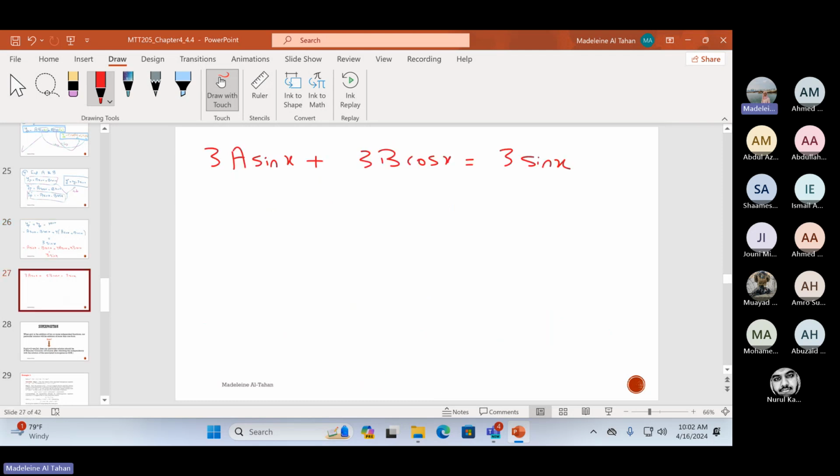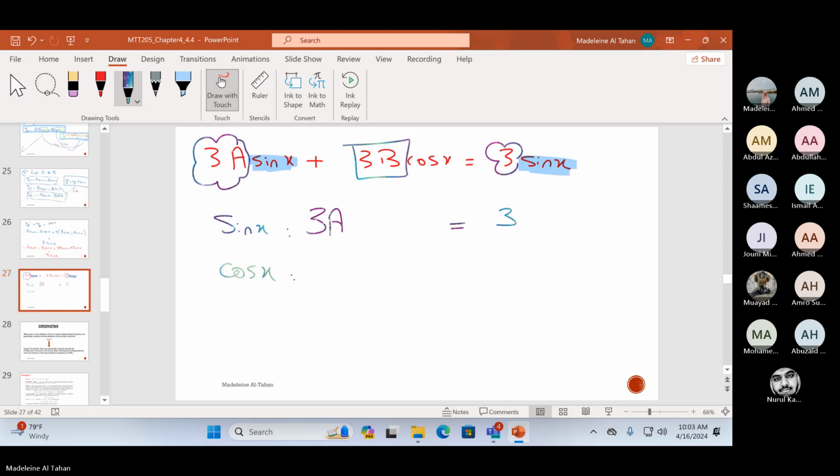What's next? How can you find A now and how can you find B? Make sine on one side and cosine on the other. We will compare again. Sine x here, sine x here. On the left hand side, we have 3A. On the right hand side, what do we have here? 3. For cosine x, what's the coefficient on the left hand side? 3B. On the right hand side, 0.